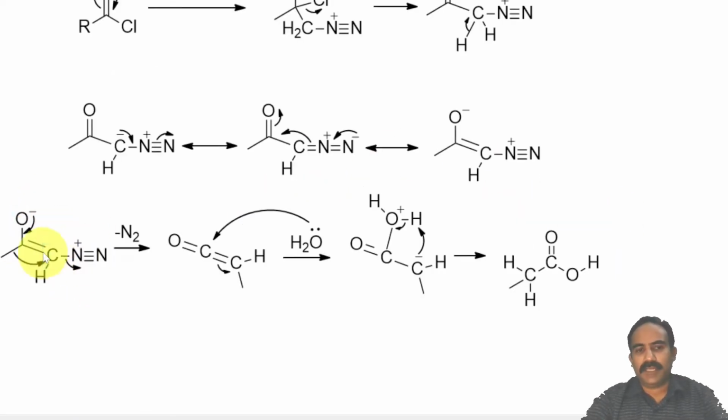Like I said, this is a concerted mechanism. We can show a mechanism in which a carbene is formed and which on rearrangement goes to this ketene. That is also a logical mechanism, a reasonable mechanism, but the evidence favors this concerted mechanism more. Hope you understood the mechanism of Wolff rearrangement. Thank you.